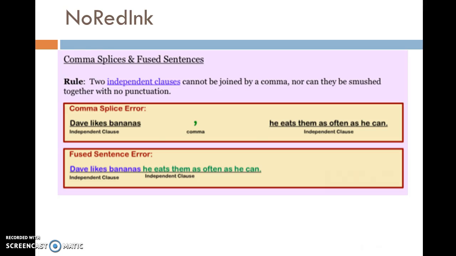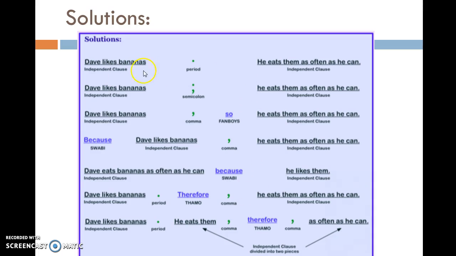So here are our solutions. First solution, we can just put a period. Dave likes bananas, period. He eats them as often as he can. That works. Dave likes bananas, semicolon. He eats them as often as he can. This works because these are related ideas. Dave likes bananas, comma, so he eats them as often as he can.